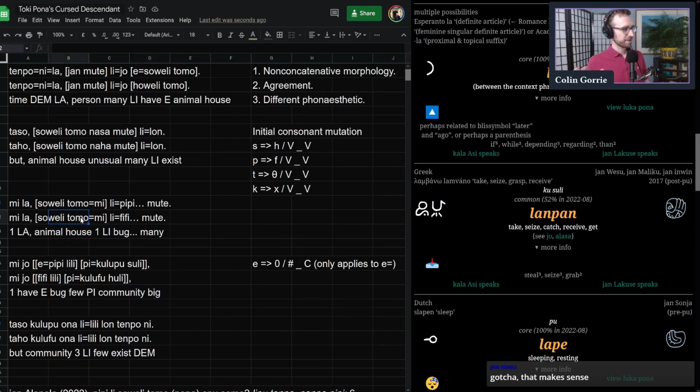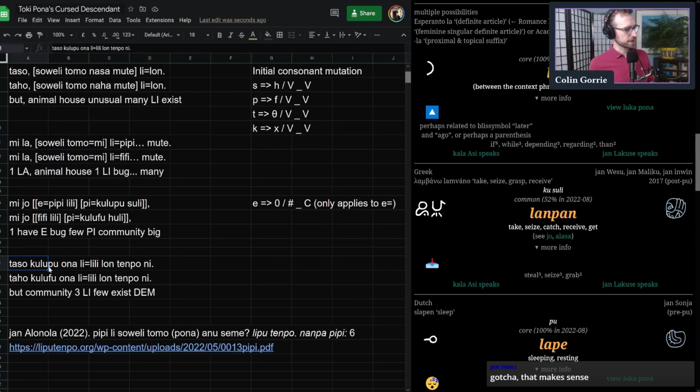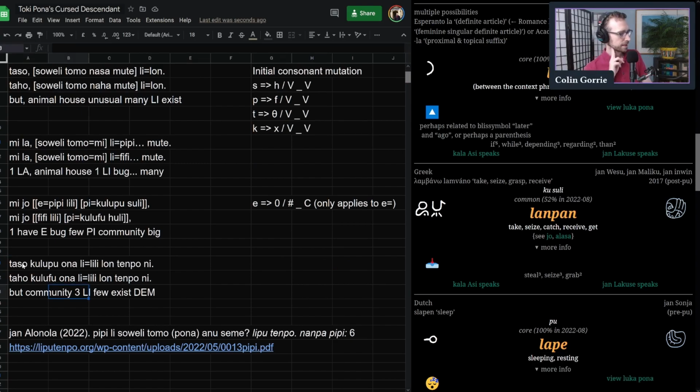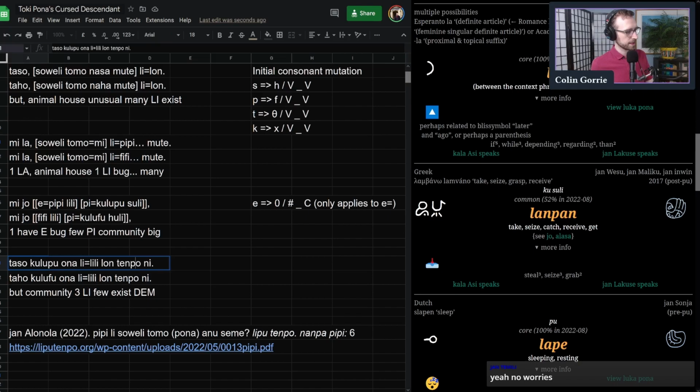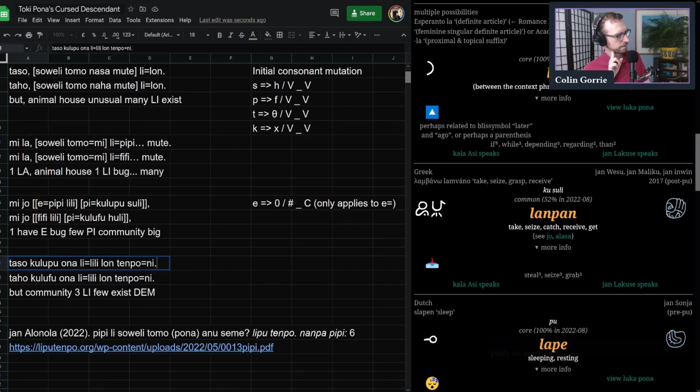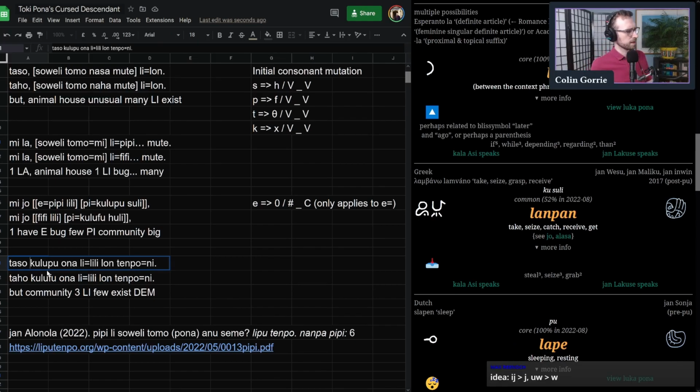Okay, so then now that we've got that done, let's just finish this. Taso kulupu ona li lili lon tempo ni, so let's put ni with tempo, and let's put kulupu ona. This would be, I think, correct me if I'm wrong, would this translate to English as something like their communities?